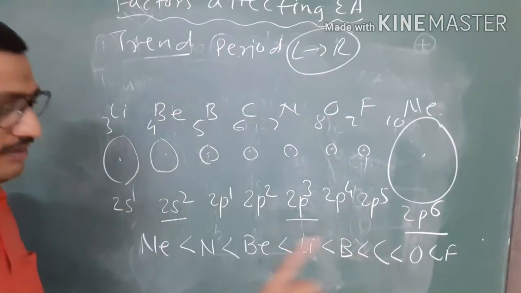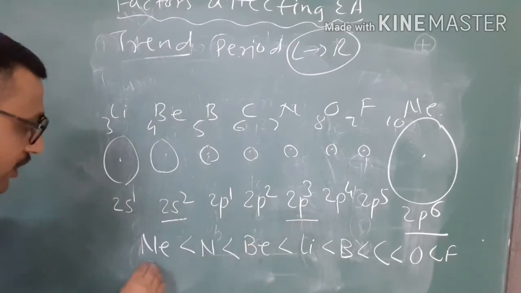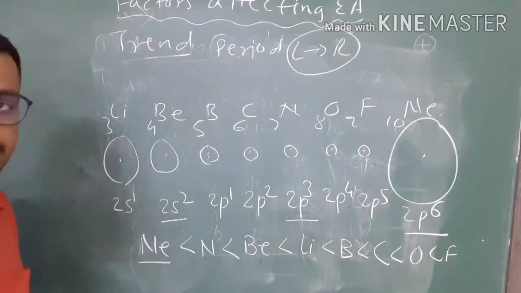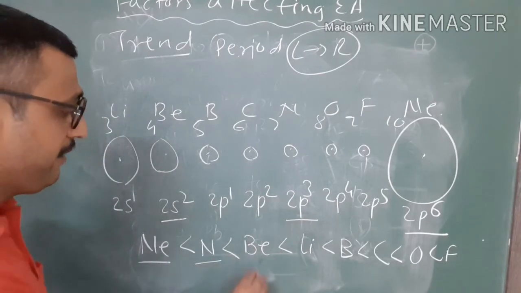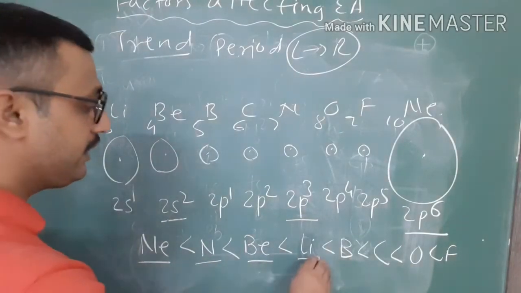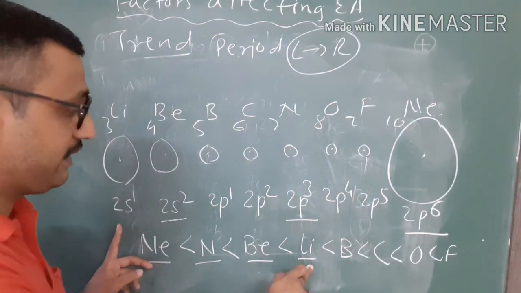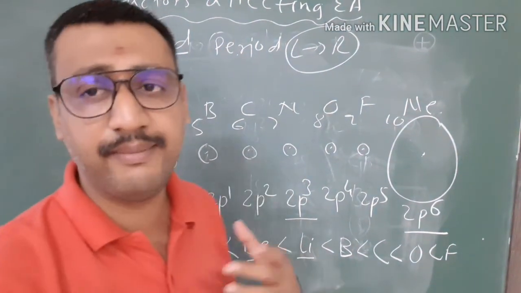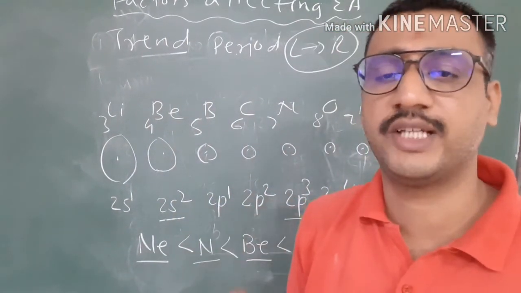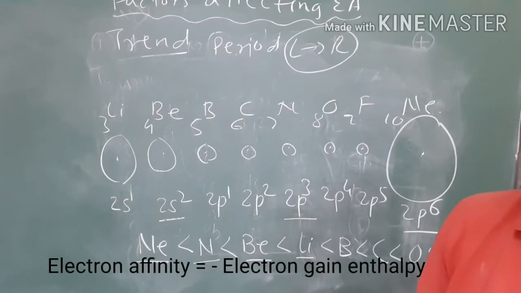So this is the trend, students. I gave the reason for everyone. Neon, why is it least? Because of the 2p6 configuration. Nitrogen, why is it less? Because of the 2p3 configuration. Beryllium, 2s2. Lithium, why have we chosen it? Because once lithium gets one electron, it will become stable. Then we follow the atomic size pattern. Experimentally observed values are like this, and that's why we are giving reasons for it.